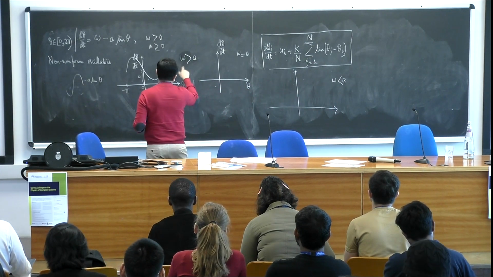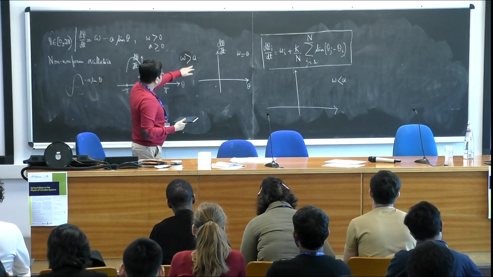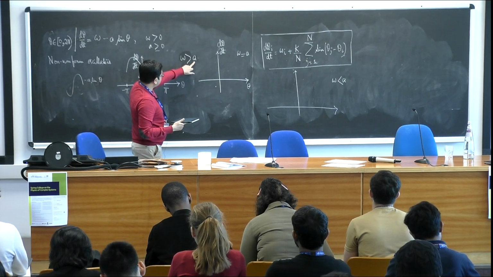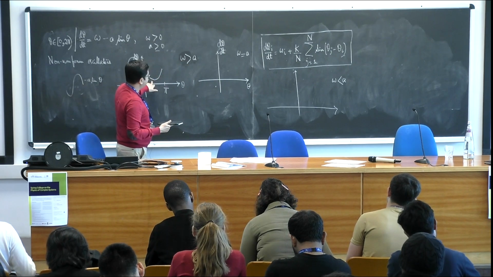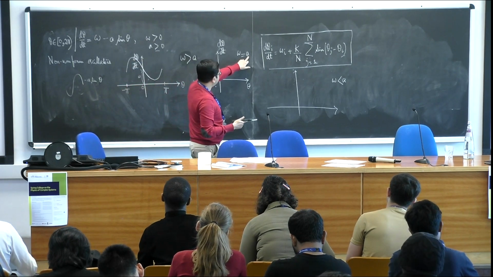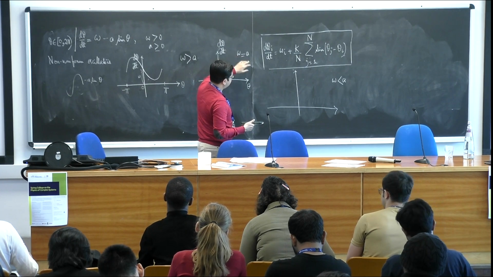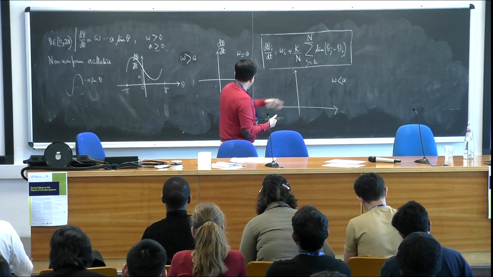So let's do the following. What I can do is keep my omega fixed and tune A, okay? So when A is very small, then omega is larger than A, and the curve is like this. Then I keep increasing A. At some point A becomes equal to omega, and this is this. And then at some point A becomes larger than omega, which is this, okay?